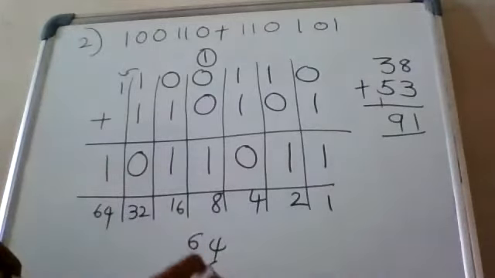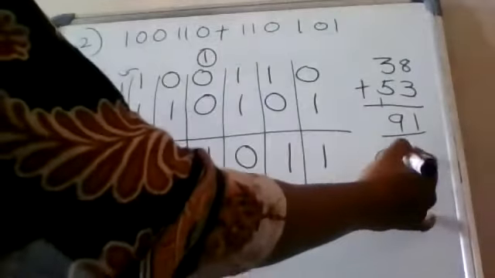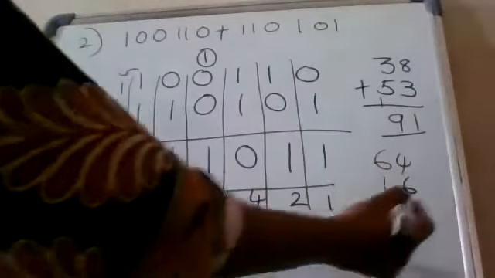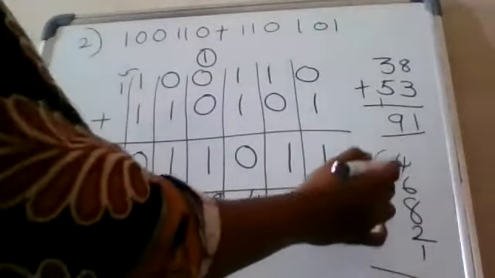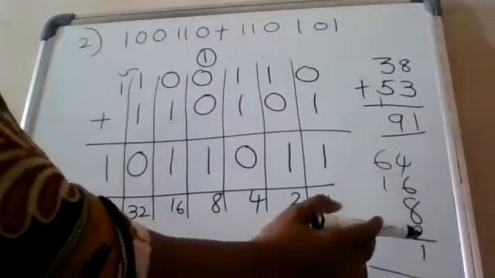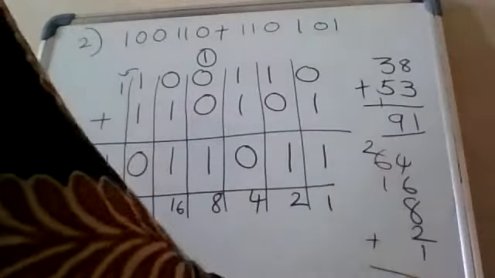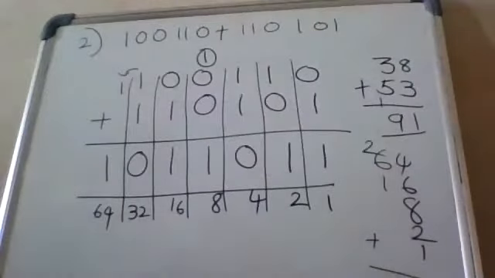64 for this one, 64 for this, 16 for this, 8 for this, 2, 1. 4 plus 6, 10, 10 plus 8, 18, 18 plus 2, 20, 20 plus 1, 21. 6 plus 2, 8, 8 plus 1, 9, 91. So this answer is correct.